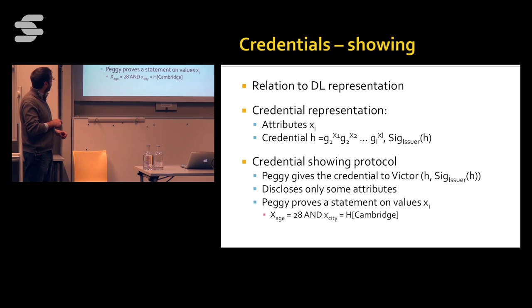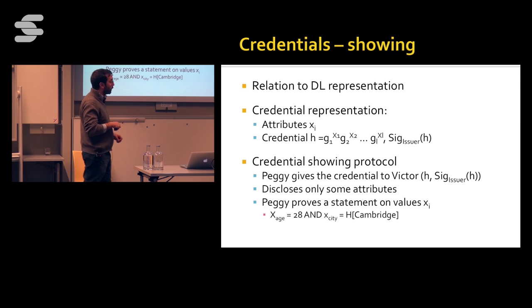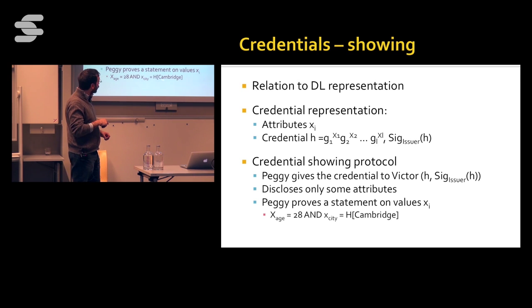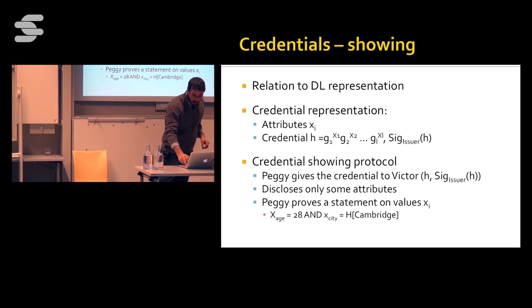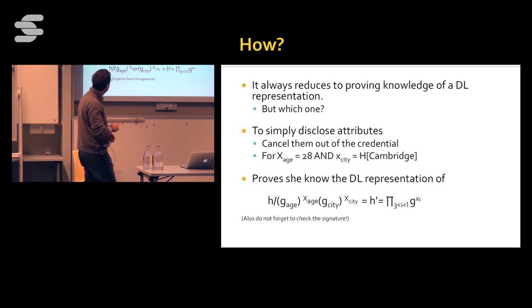And now what happens is that Peggy gives the credential to Victor. Victor checks somehow the signature, but now, Peggy only discloses some attributes, such as that my age is 28, my city is Cambridge. But she doesn't want to disclose all the other attributes. However, she wants to prove that indeed, first of all, X age and X city are part of H, and that she knows all the other attributes, but she just doesn't want to disclose them. So how does she go about doing that?